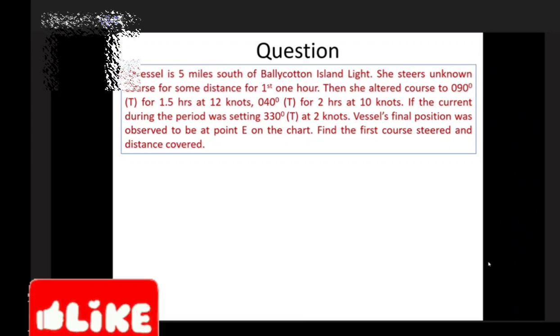Find the first course and speed, or first course and distance. It will be the same as speed and distance because it was 1 hour only, right? Okay. So again you make it in the tabular form. And what will you find this time? The first course and first distance will be the ones missing, question marked.